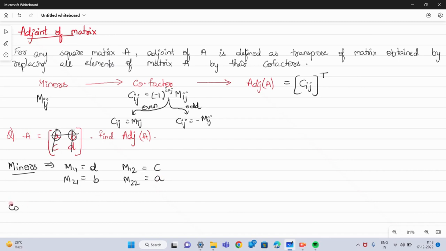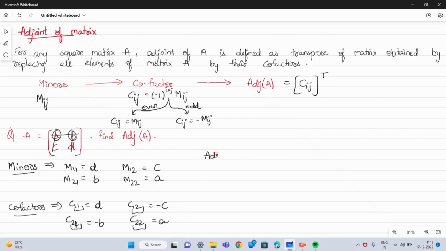After getting minors, you need to find the cofactors. We have already discussed the relationship between the cofactors and the minors. For C11, 1 plus 1 is an even number, so it remains the same as M11. Here 1 plus 2 is odd, so it's the negative of M12. Sorry, it is M21. Again, this is odd, so it's the negative of M21. This is even, so it remains the same as M22.